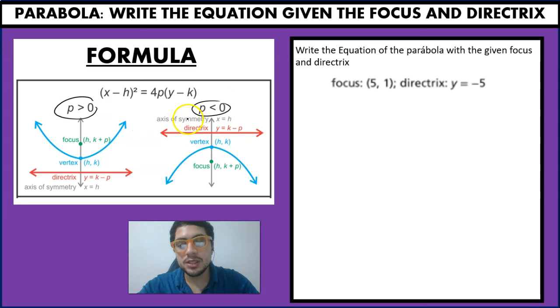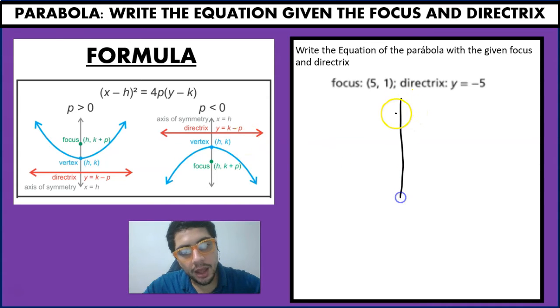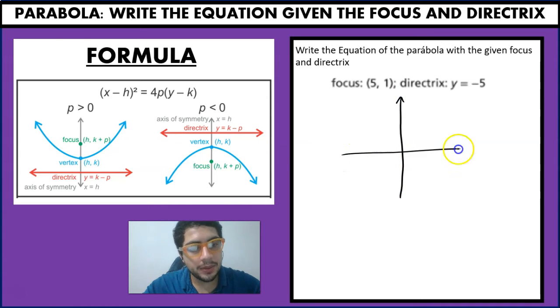And the way in which we can do that is actually taking a look at the directrix and the focus. If the focus is above the directrix, then p is going to be positive, and we're going to be using these formulas. But if the directrix is above the focus, then the parabola is going to open downwards, and we're going to be using these formulas on the right. Okay, so now as we can see, we're going to be taking a look at this.